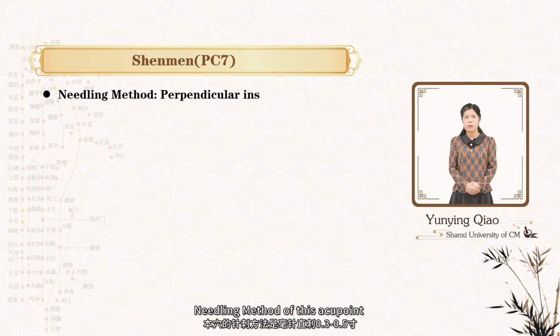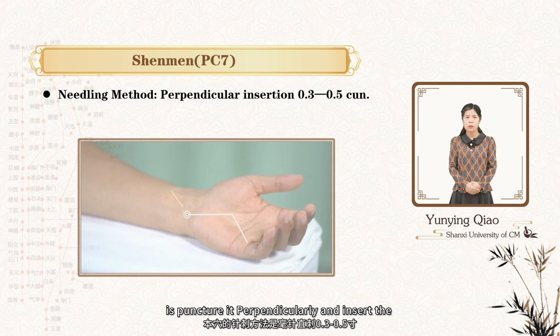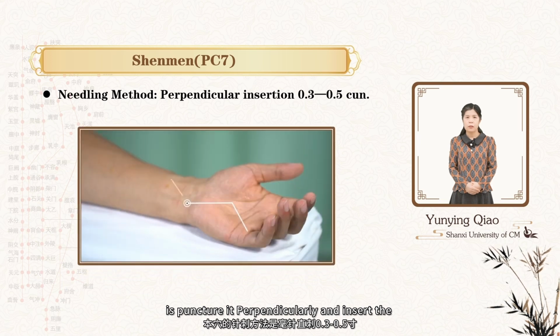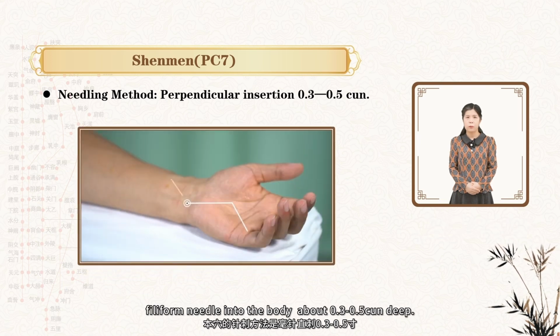The needle method of this acupoint is to puncture it perpendicularly and insert the filiform needle into the body, about 0.3 to 0.5 cun.